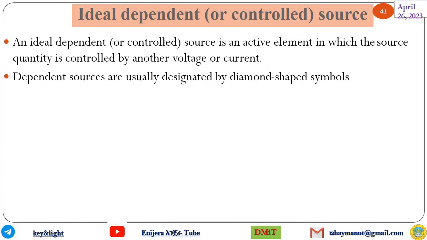So the ideal current source or independent sources. A controlled source is an active element in which the source quantity is controlled by another voltage or current.